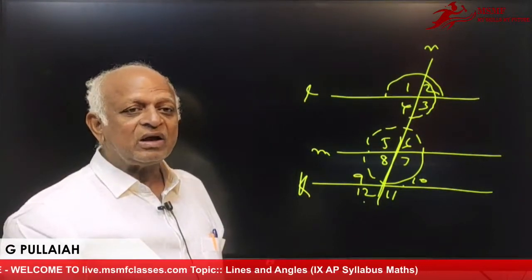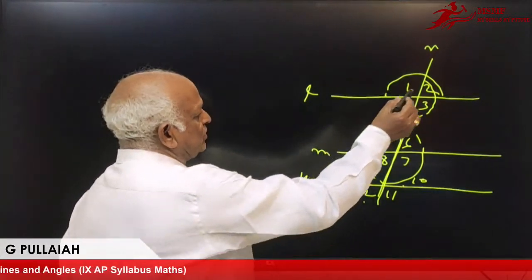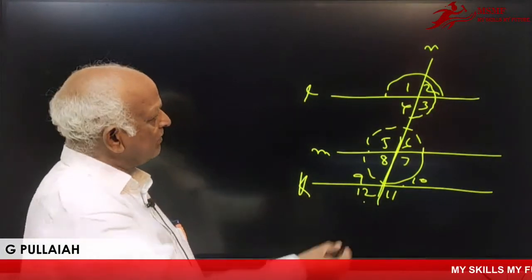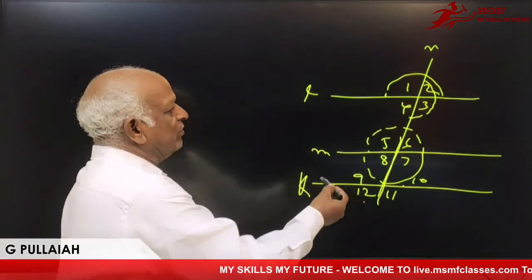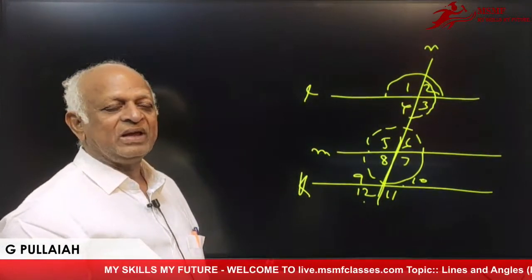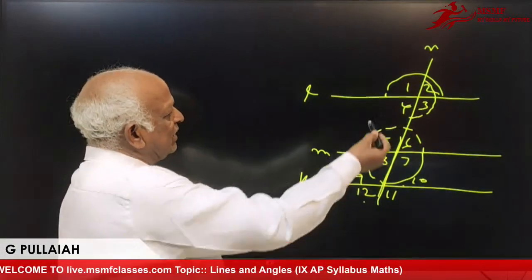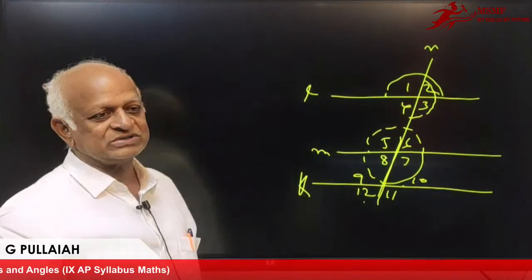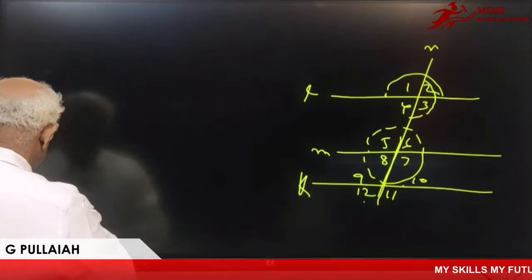So what are the alternate exterior angles here? 2 and 12, because n is the transversal. 2 and 12 are exterior angles. They are the alternate exterior angles. Similarly, 1 and 11, because n is the transversal. So think about this concept very carefully. Clear?